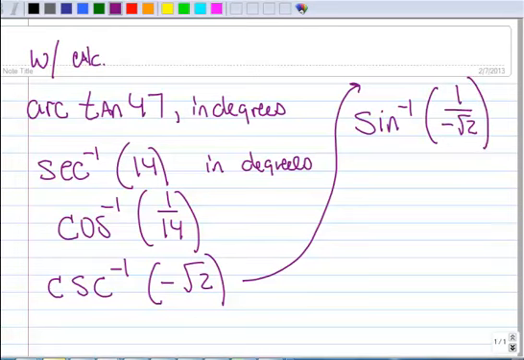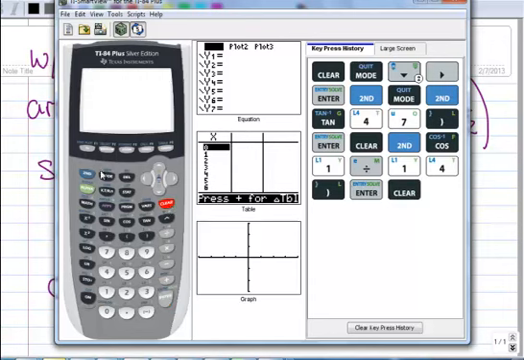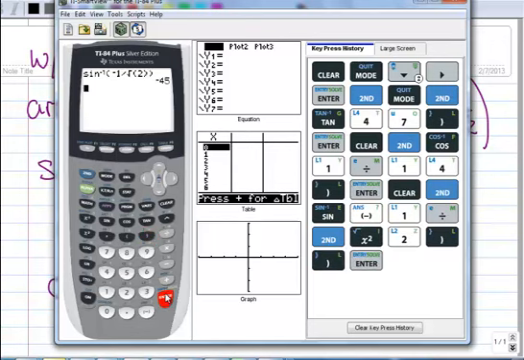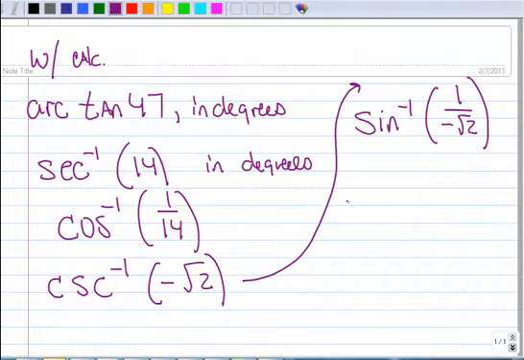So let's pull up the calculator. And we had second sine and negative 1 divided by square root of 2, and we have negative 45 degrees. Okay. All right, so there's the end of a few examples of doing inverses with degrees.